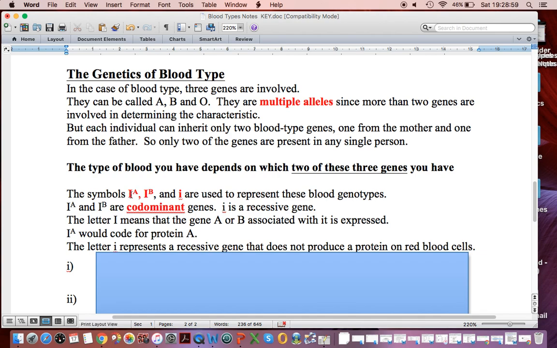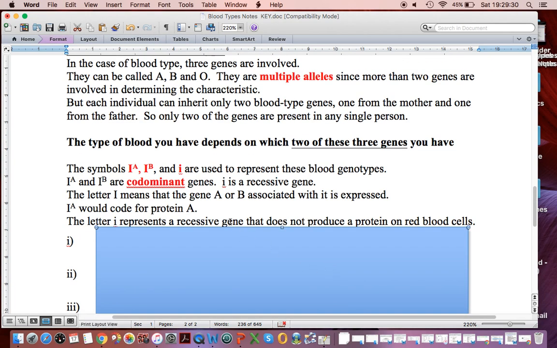There's a capital I and a superscripted capital A. A capital I and a superscripted capital B. And a little i right there. Those are the three alleles or genes for blood type. What we see is A and B are codominant. If they're both present, both traits are expressed. But these both dominate over the little i. So they're dominant over that recessive gene.